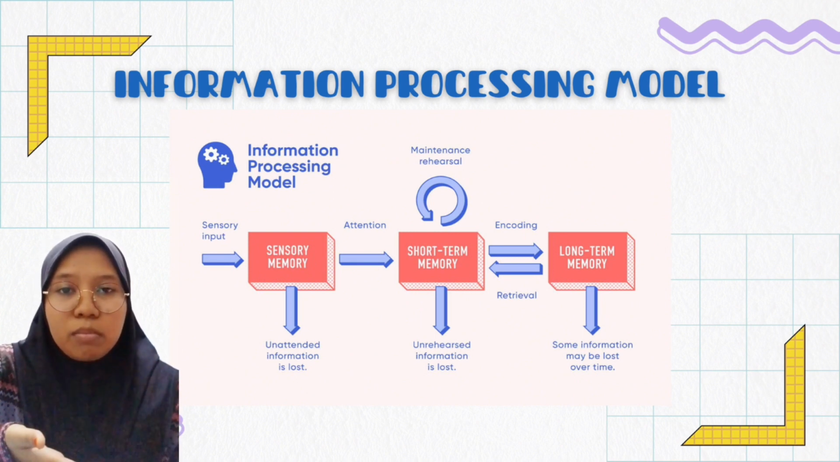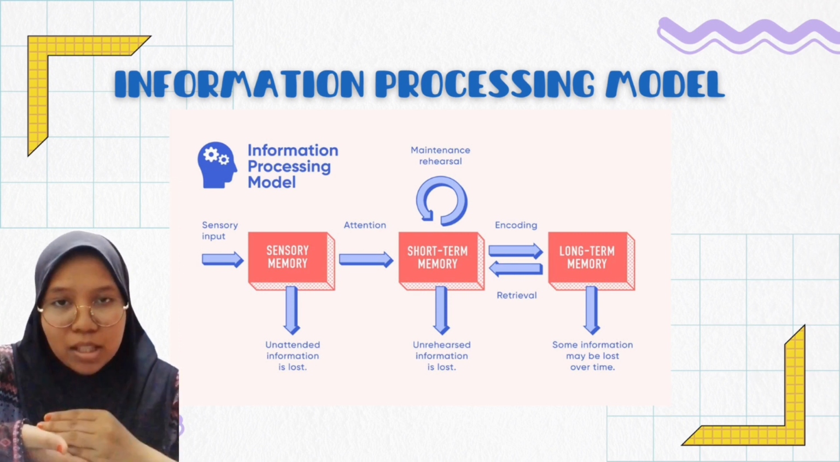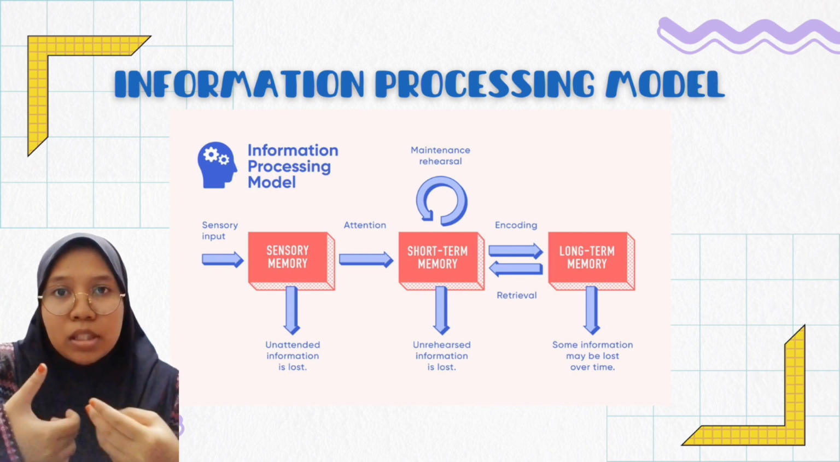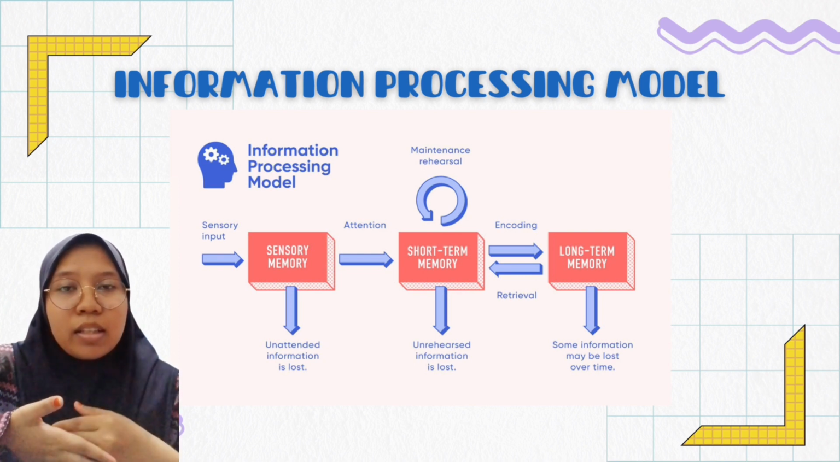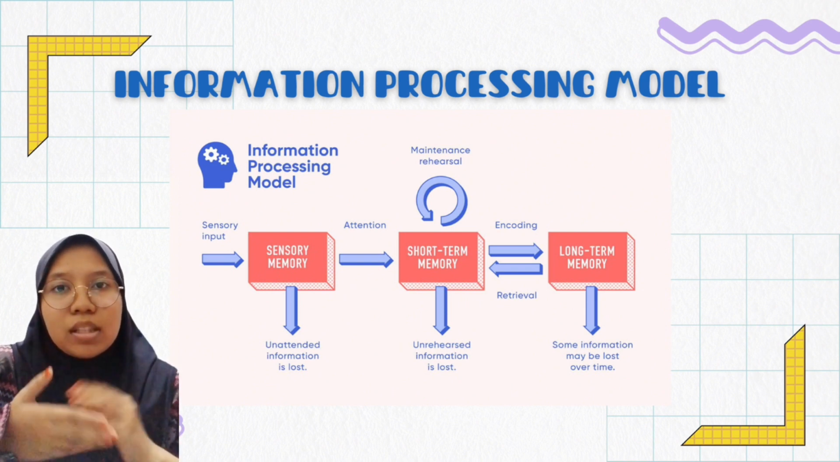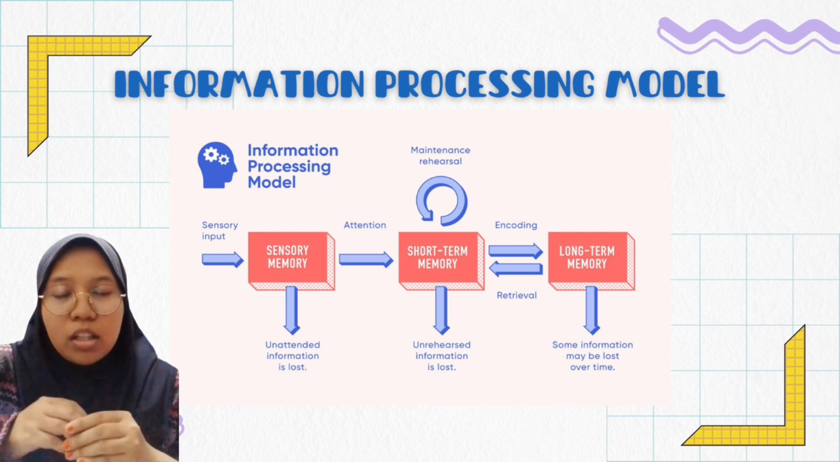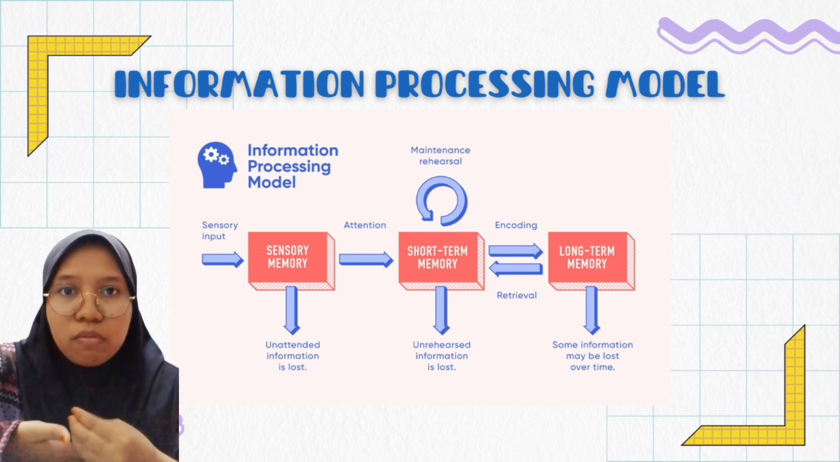Before we go to short-term memory, the information undergoes the attention process, which is focusing on specific aspects of the sensory input. So it determines which information moves from sensory memory to short-term memory. After that, it goes to short-term memory, which has limited capacity storage that holds a small amount of information for a short duration of time, which is 20 seconds. It actively processes and manipulates information needed for immediate tasks.